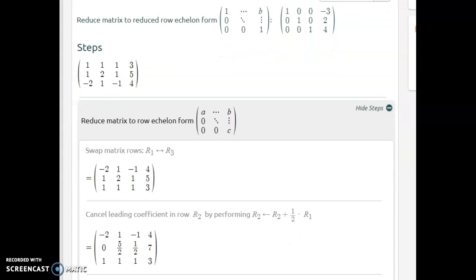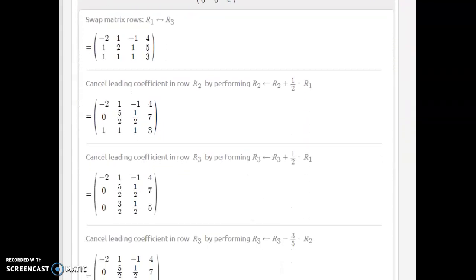So taking the original matrix, actually what Symbolab does is it swaps the first with the third row. So basically it looks the same, except the first and the third row are swapped. Oh well. Then what it's doing is it introduces a zero right here by multiplying the first one with 1/2 and adding it to the second.